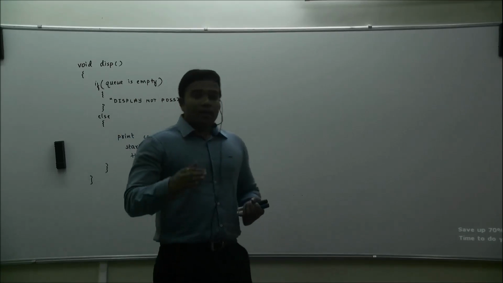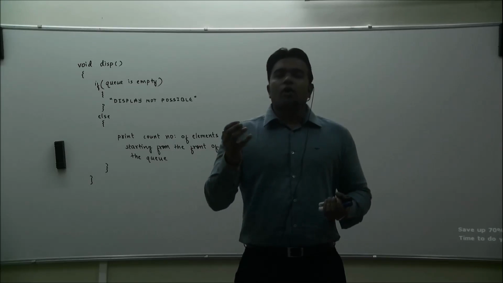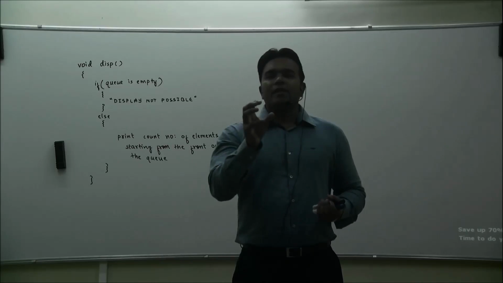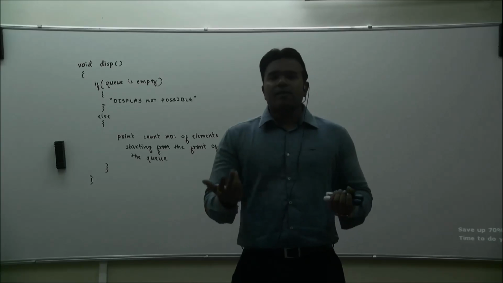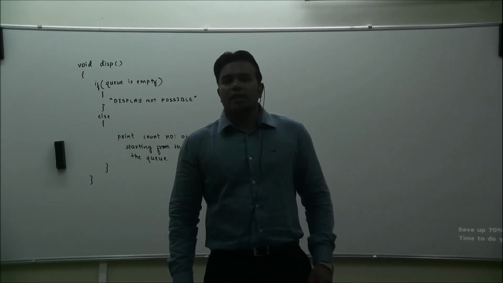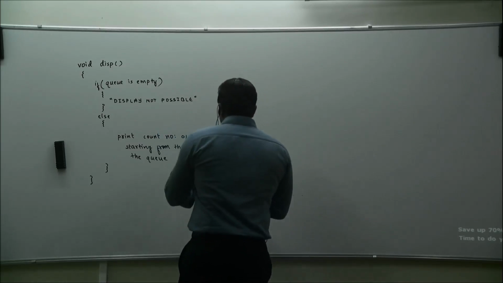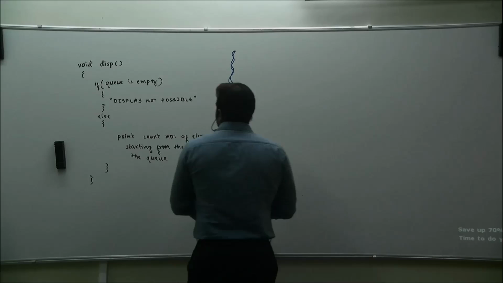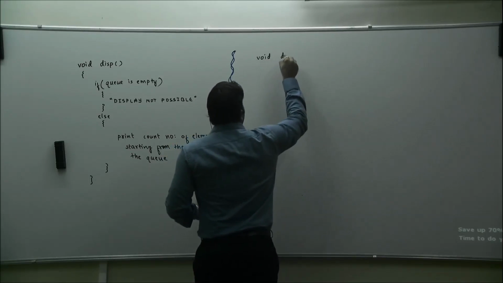If you have some other logic for displaying, perfectly fine. I have used the count in order to display, because count can tell me how many elements are there. So count number of elements I will display. Obviously, from where should I start the display? From the front of the queue only. Anyway, whatever I have written here, I would be converting it into C language code. Watch it. As normal here, I would write void display.